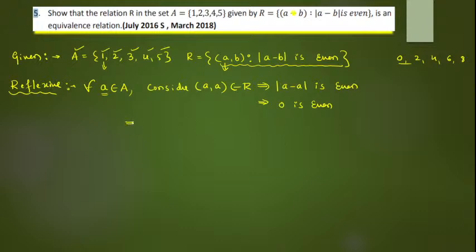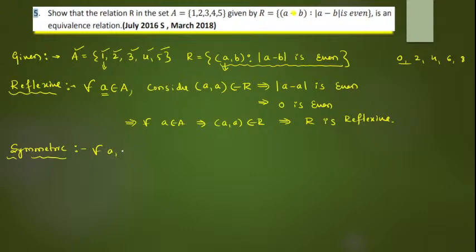This implies for all a belongs to A, you have proved its doublet a comma a also belongs to R. This implies your relation R is reflexive here. Only this much you have to write. Okay, next you have to go through the symmetric condition. For the symmetric condition you have to check two integers.